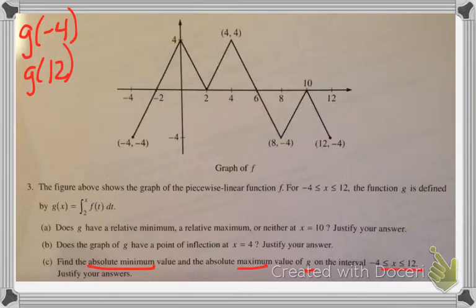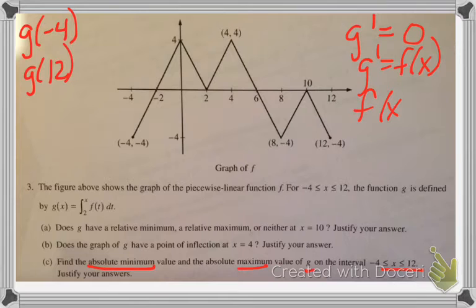And wherever there's a max or a min, we're going to have to add that to the list. Okay, so when does g have a max or a min? When g prime equals 0. But we've already said that g prime is equal to f of x, so we're really looking for when f of x is equal to 0. So f of x is equal to 0 right here at -2, so we're going to have to add that to our list.